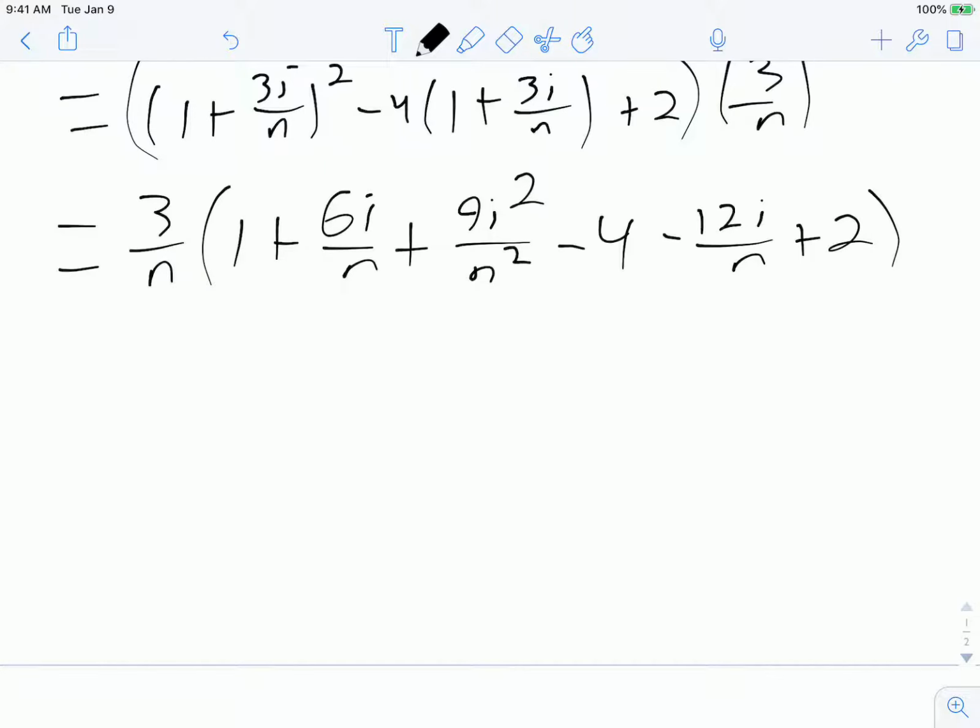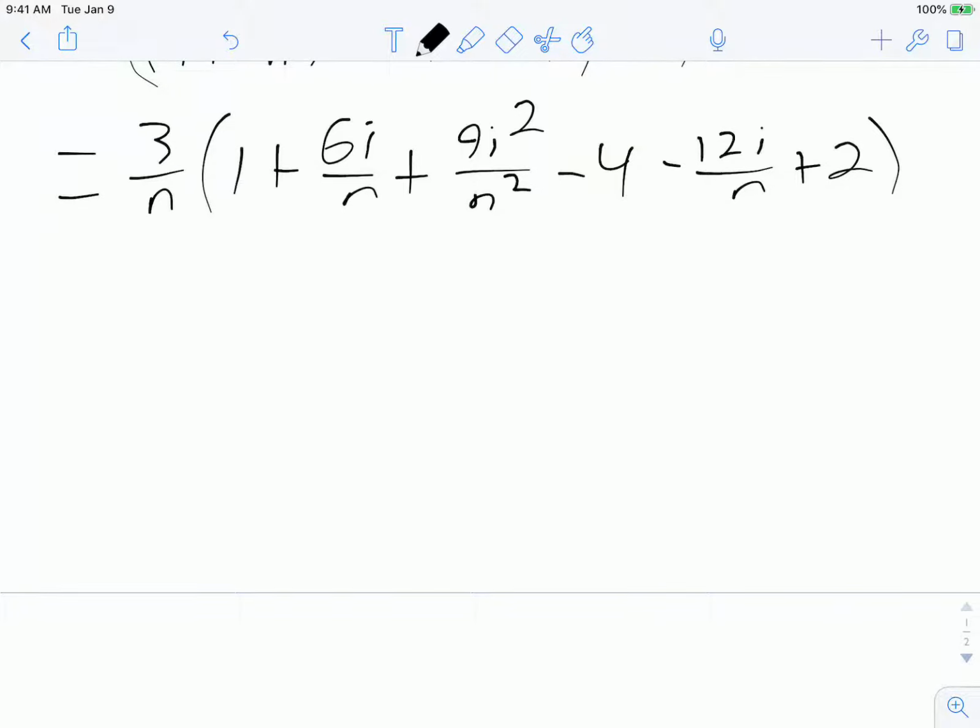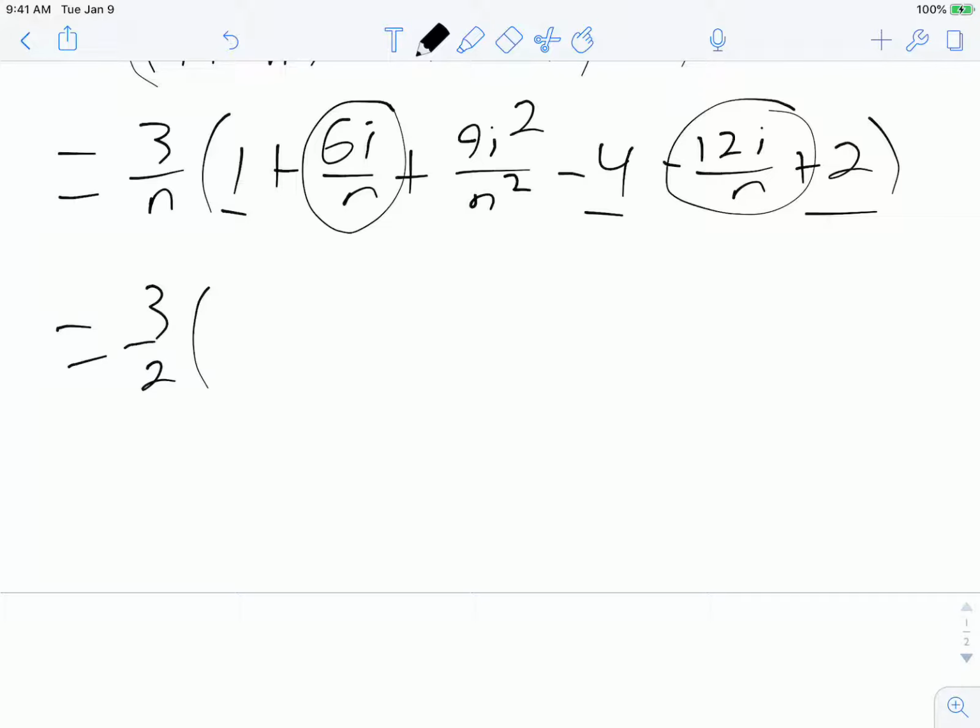We can clean this up a little bit. So we have really 3 constants, and then we have these 2 that can go together, and then the 9i squared over n squared is going to be by itself. So we have 3 over n times, we have 1 minus 4 plus 2 is just going to make negative 1. And then plus 6i over n minus 12i over n just makes negative 6i over n plus 9i squared over n squared.